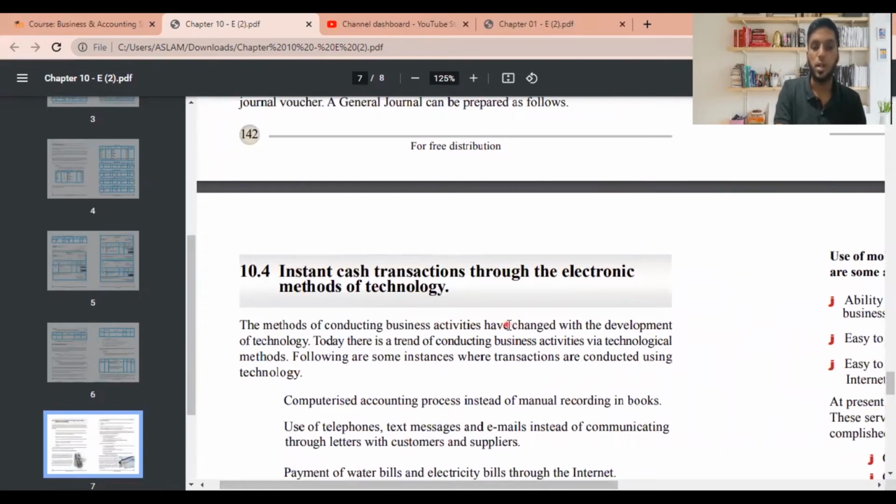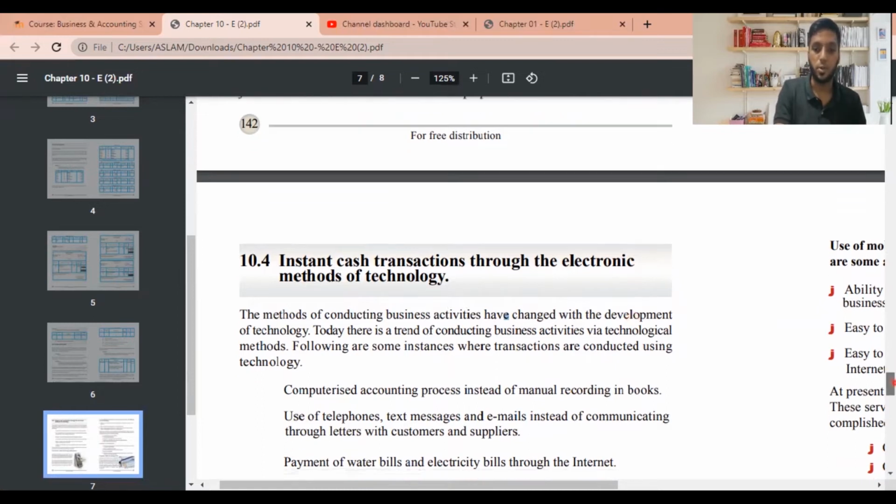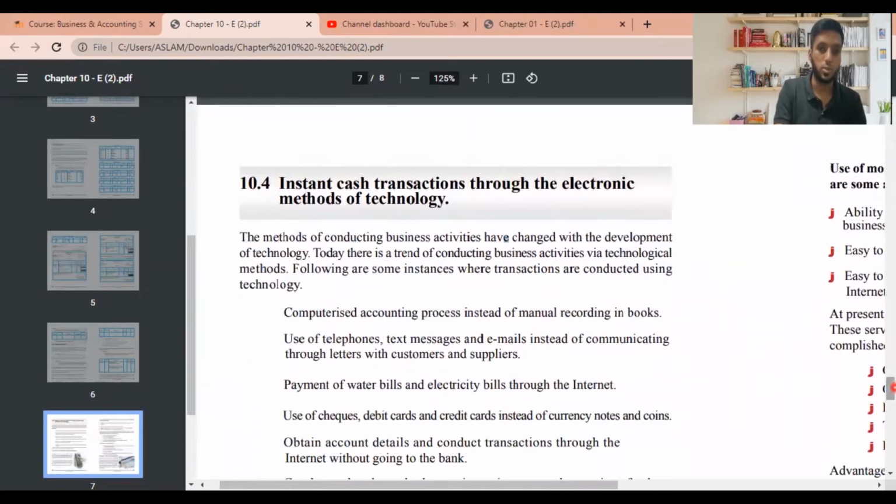Let's move on to the last part of chapter number 10, 10.4, instant cash transactions through electronic methods of technology. Some sort of business studies is involved in this, about computerized accounting. Let's look into this one by one. The methods of conducting business activities have changed with the development of technology. Today, there is a trend of conducting business activities via technological methods.